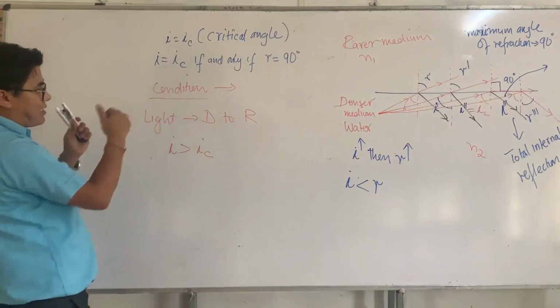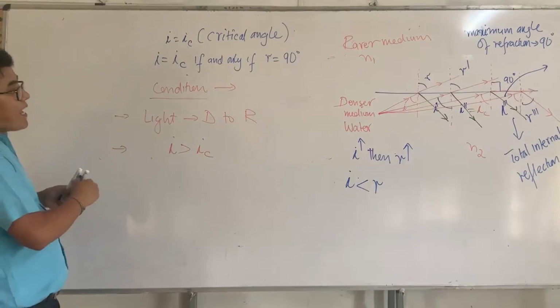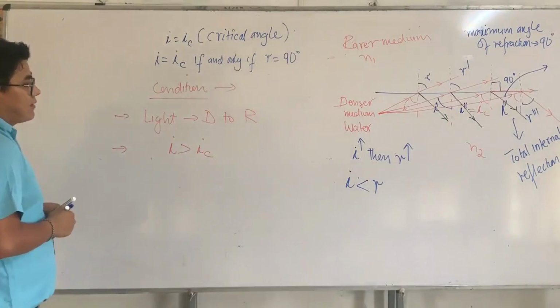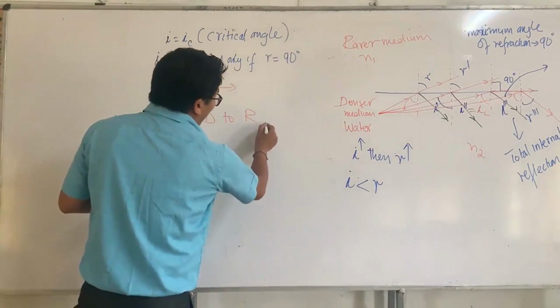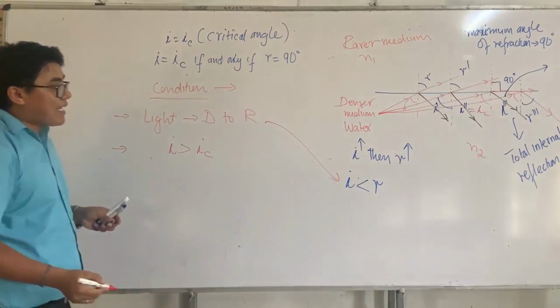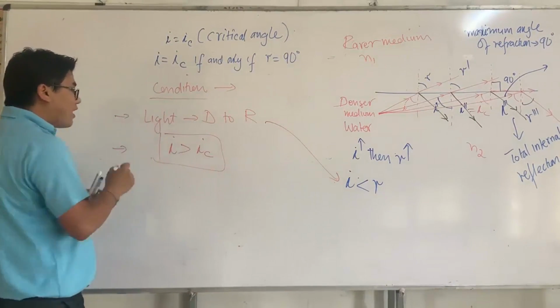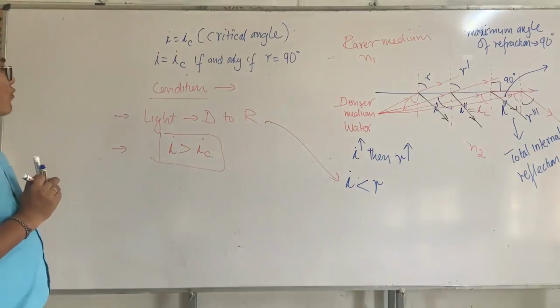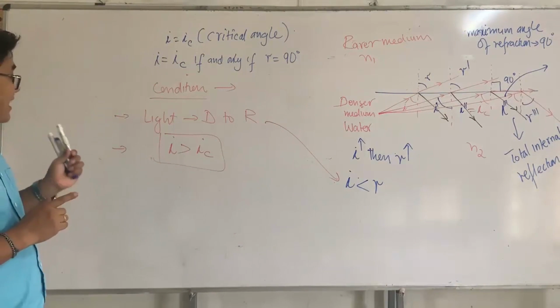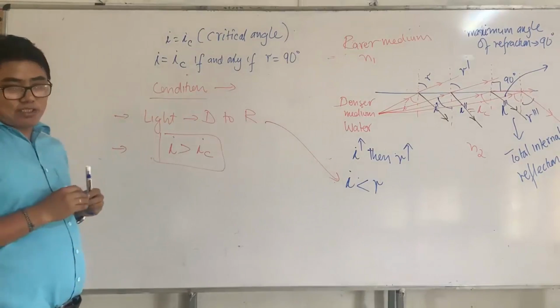And what is the advantage? The bending is away from the normal. The advantage is that the angle of incidence is less than the angle of refraction. Then the second is that the angle of incidence should be more than the critical angle. So these are the two conditions.